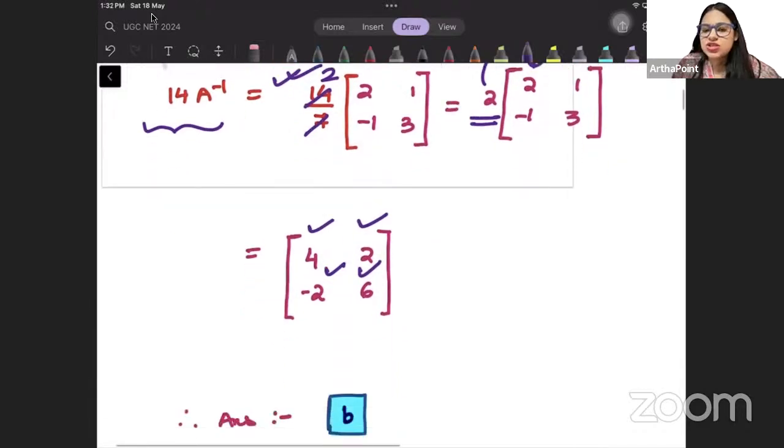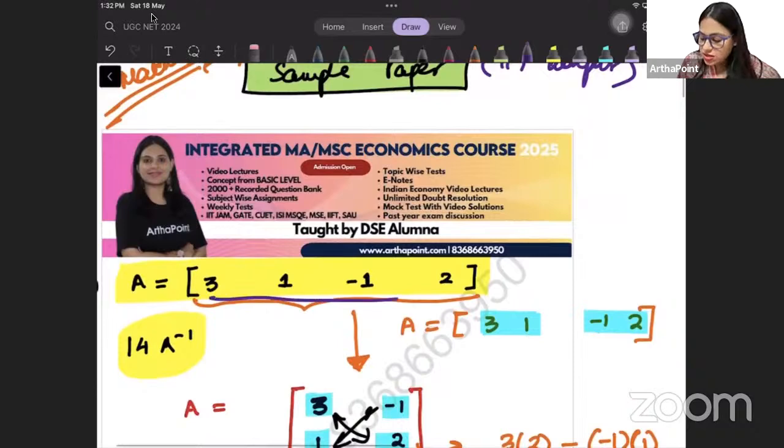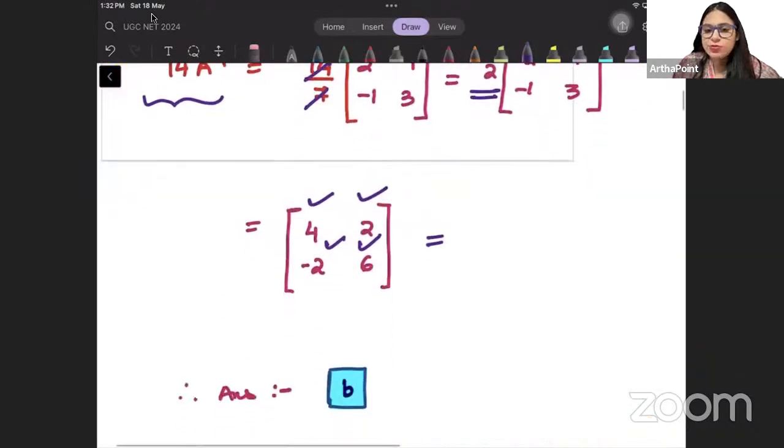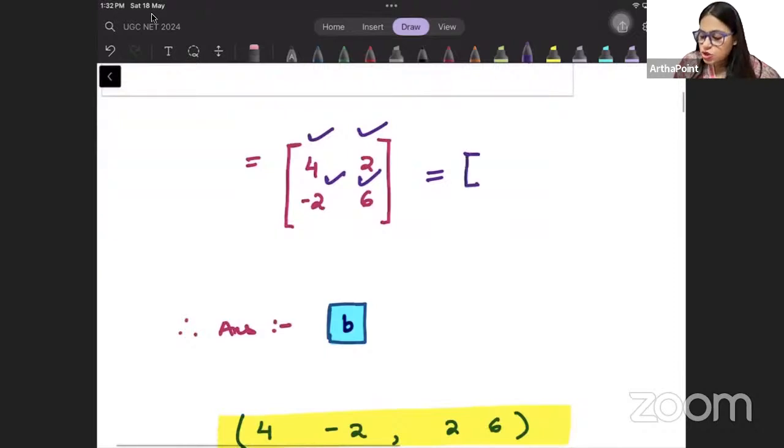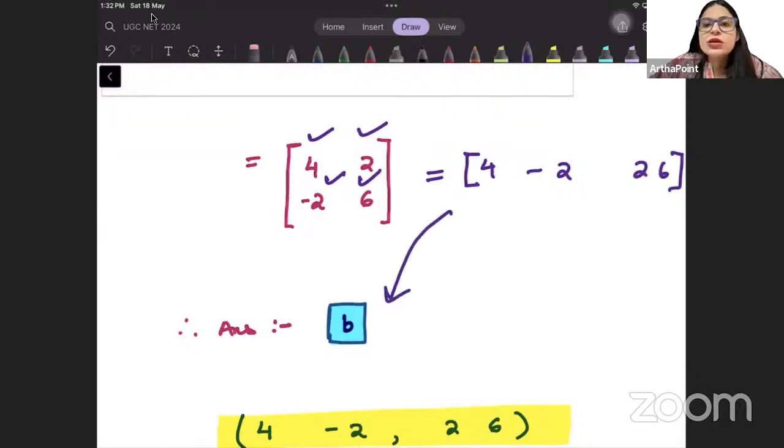Remember, when I picked this up, I wrote the first column first and the second column later. So I need to make sure that I write in a similar way. I will write the first column first and the second column later. So this is going to be my answer: 4, minus 2, 2 and 6.